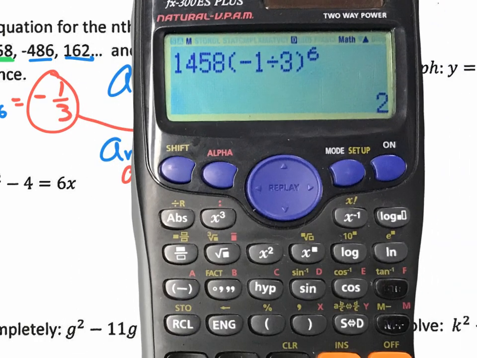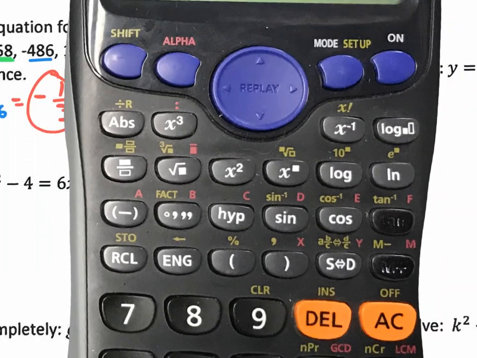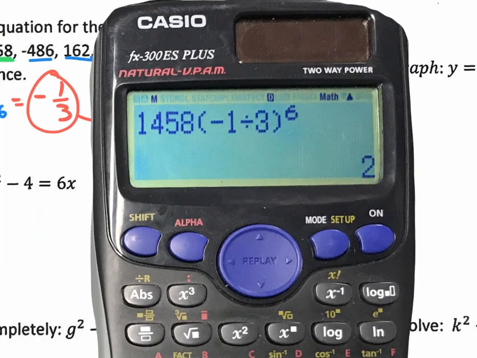So you could type it all into the calculator: 1458, and then you open some parentheses with the parenthesis buttons right there. You want to type in negative 1/3, so you're going to type in negative 1 divided by 3. Remember, a fraction is really a division problem. So negative 1 divided by 3, close parenthesis.